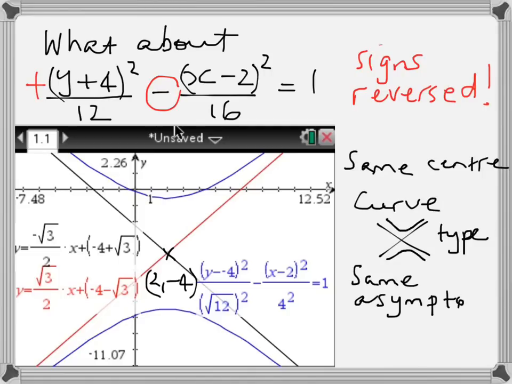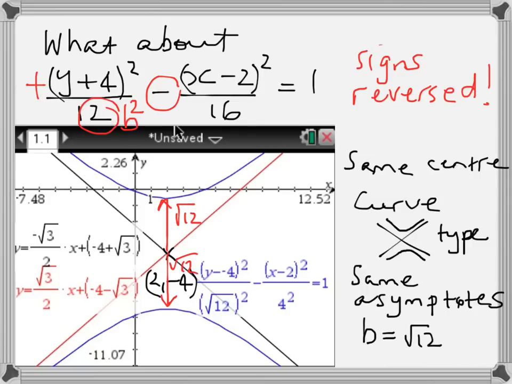Now, this is the point I want to make. The asymptotes are the same. It's just that the curve is different. And the other thing to notice is that B, that's the term there I've just highlighted under the y squared term. That's 12. So therefore B is root 12. So now in this case the vertex of the up and down hyperbola is root 12 units vertically up and vertically down from the y coordinate of negative 4 of the centre. Do you get that? It's very important to get that, okay?